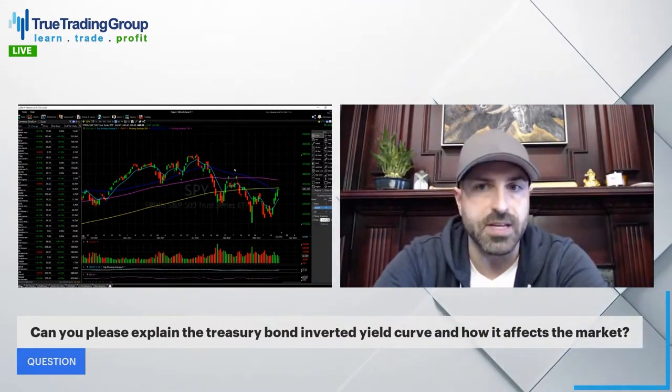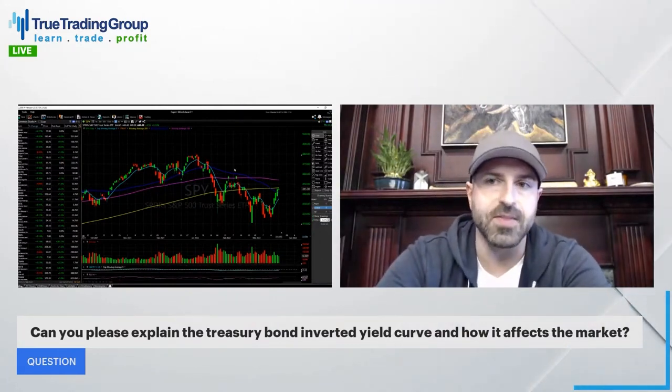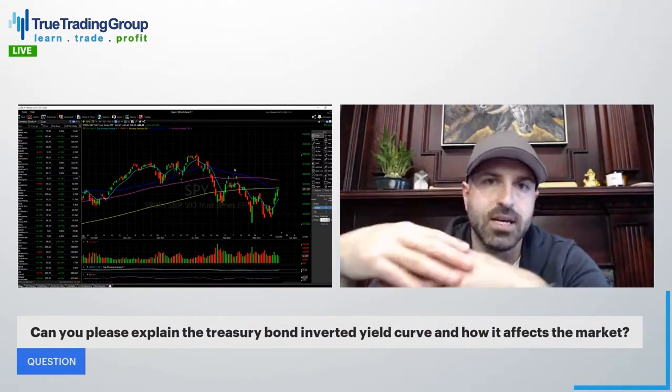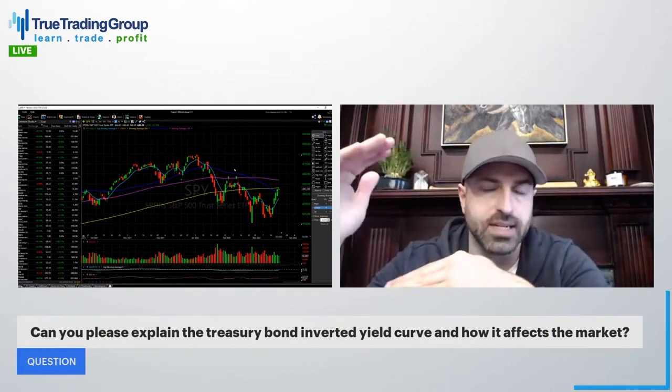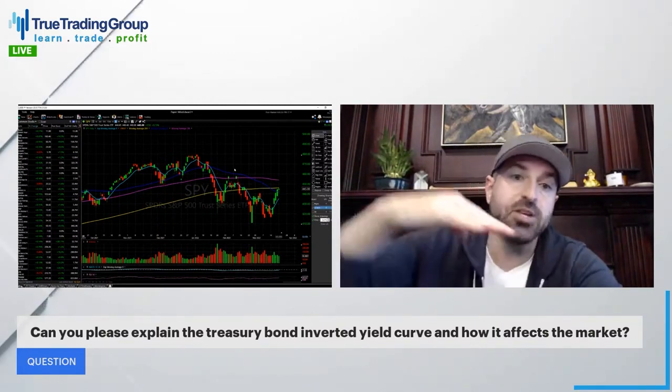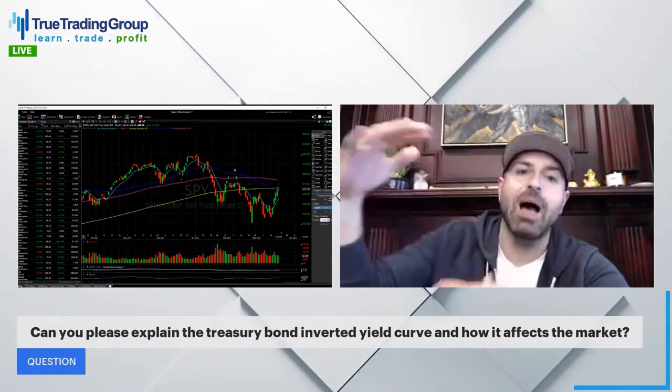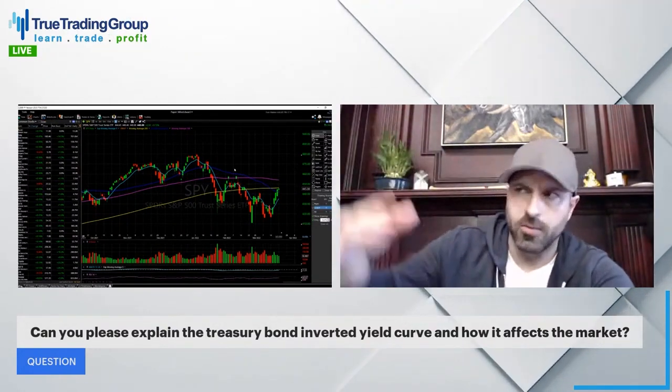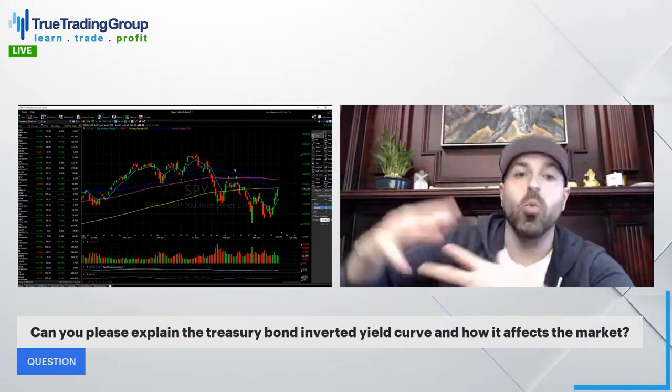The yield curve is flattening, which means the distance between the yield on a 2-year and the yield on a 10-year is shrinking. When the yield curve steepens, that means the gap between the 10-year and the 2-year, or the 30-year and the 5-year, is widening.